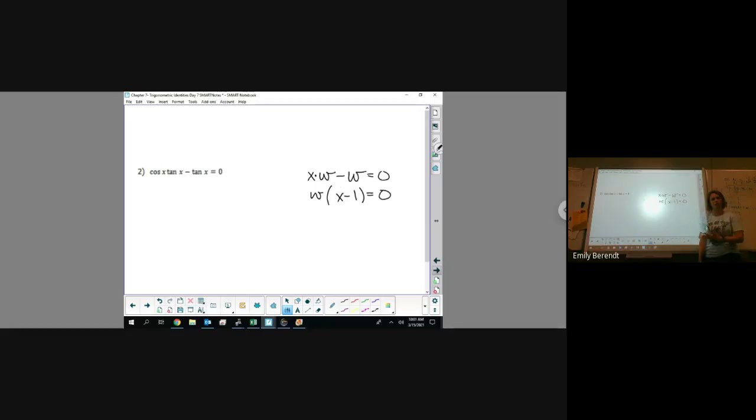And then what would you do from here? Set them equal to 0. Now we got to do it with trig words. What are we going to factor out? A tangent of x. So what are we left with if you take a tangent of x out of each term? Cosine of x minus 1 equals 0. So now you've got your products. The 0 product property says we get to set both parts equal to 0. We're going to set the tangent of x equal to 0 and the cosine of x minus 1 equal to 0.